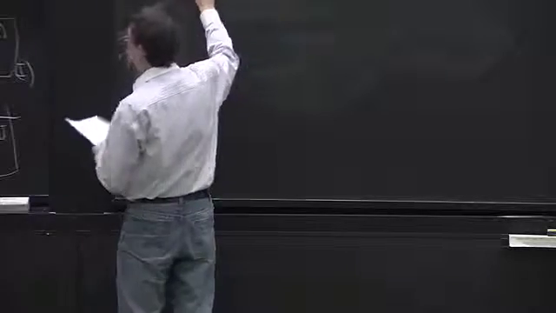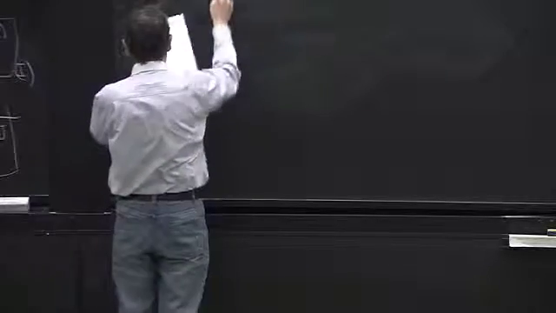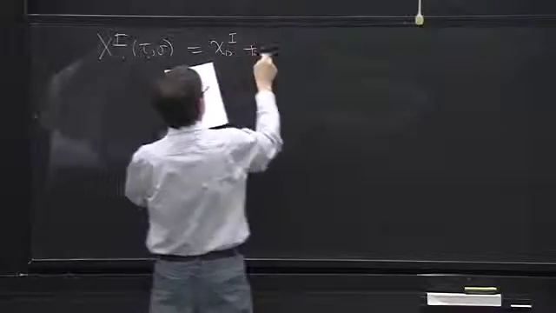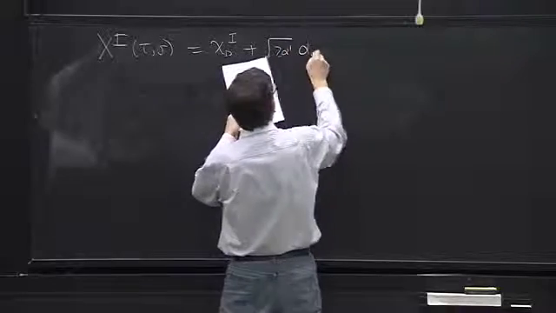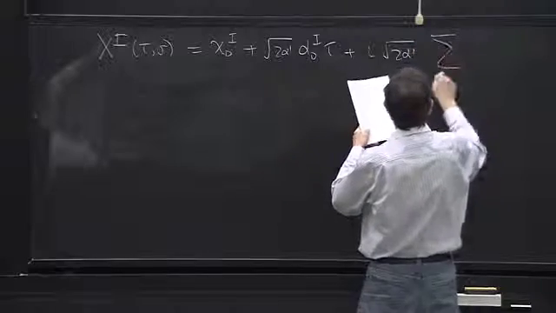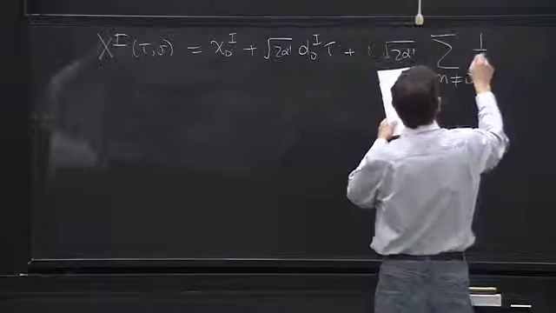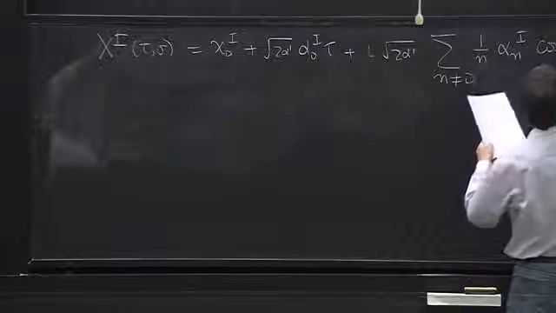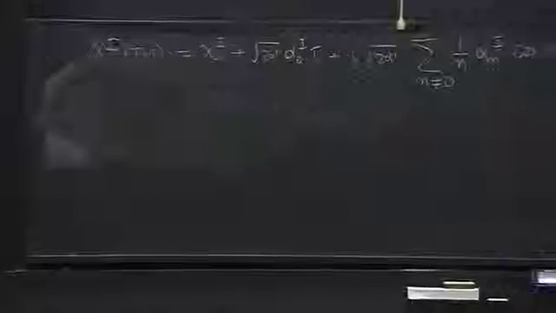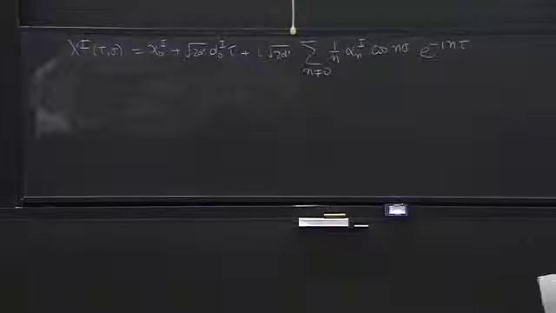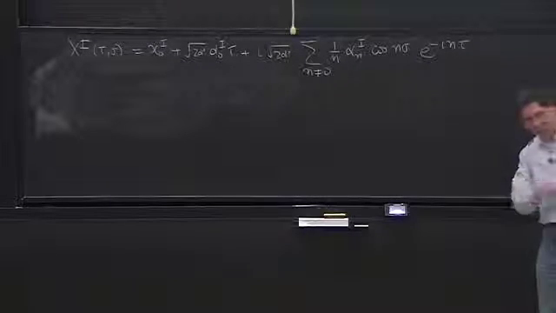So let me remind you what x i was. Let's see what this was. x0 i plus square root of 2 alpha prime alpha 0 i tau plus i square root of 2 alpha prime sum from n, this was more complicated, 1 over n alpha n i cosine n sigma e to the minus i n tau. All right. This we wrote, and this was the solution of the classical equation of motion.